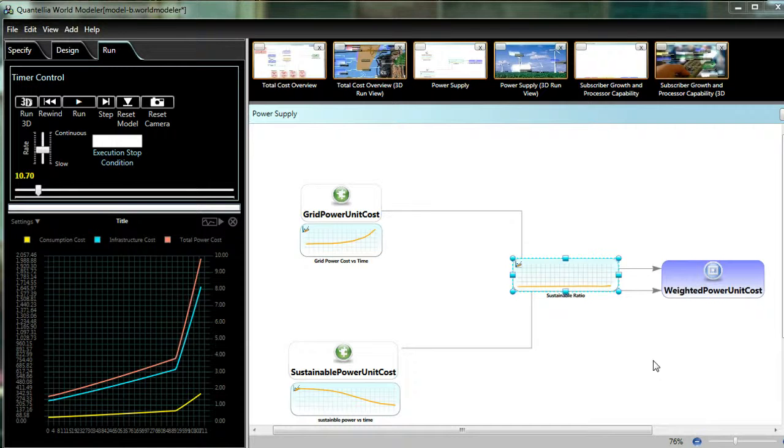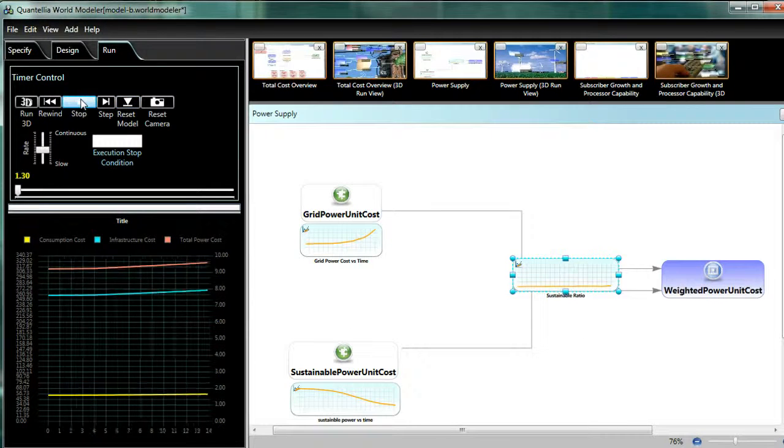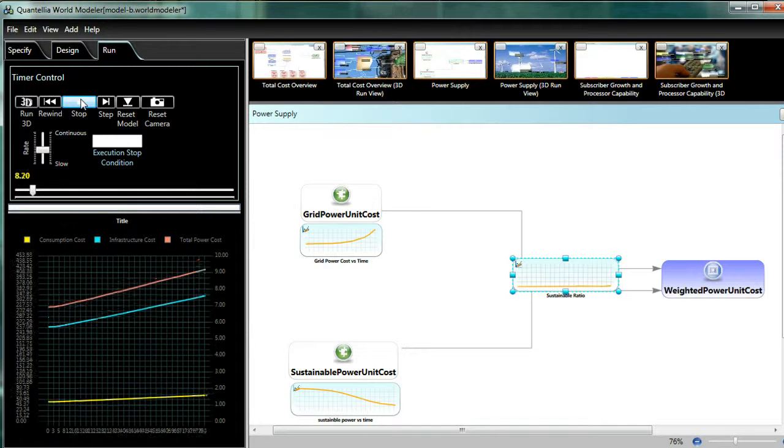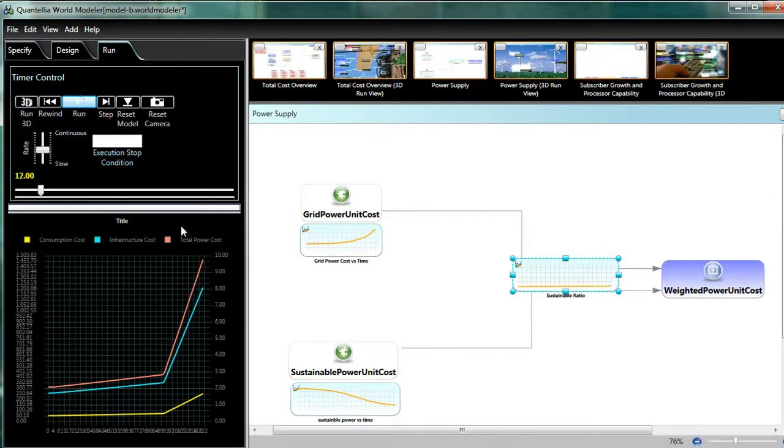What I have shown here is a plan in this graph called the sustainable ratio, which shows how we're going to shift between those two sources. When it's flat like this, it simply indicates we're going to use grid power all the time. So let's take a look at this model when that's the case. You can see that we reach a point where suddenly the cost of energy to our infrastructure explodes quite substantially, you might say almost exponentially, again under the assumptions about subscriber growth that are elsewhere in the model.